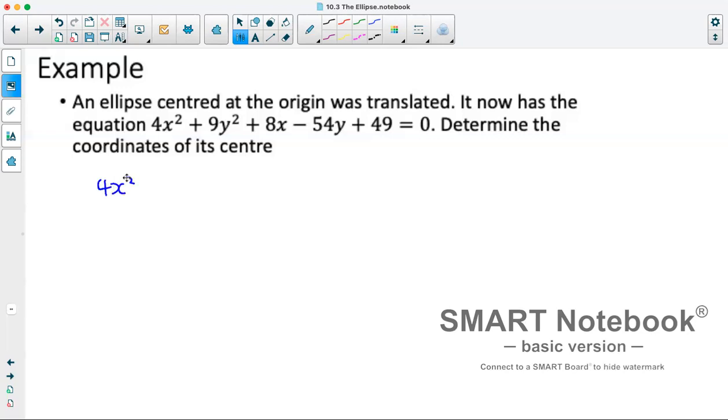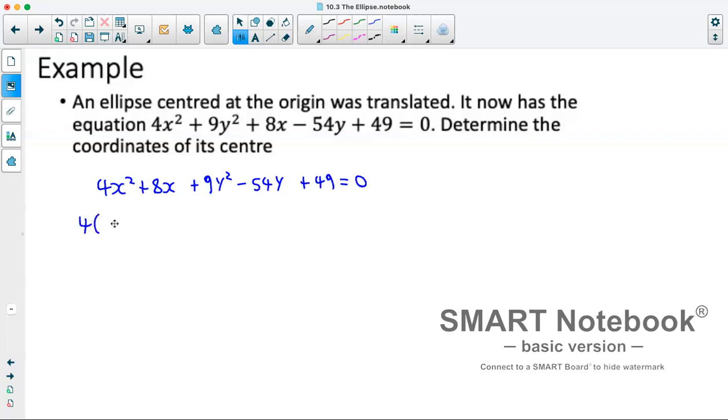So we've got 4x squared plus 8x plus 9y squared minus 54y plus 49 equals 0. Now our next step is to do completing the square with both our x values and our y values. One major difference is now we have coefficients in front, which we did not have with circles. So first step is to factor that out.